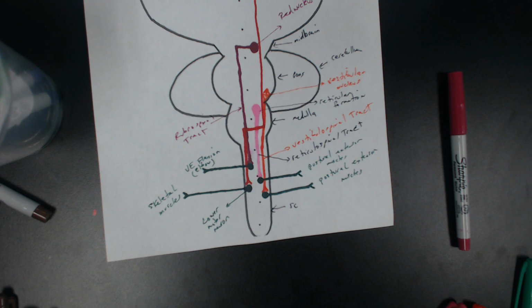Reticulospinal tract, information is coming from: are you awake and aware or not? If you're asleep, not so much. You get up, you're up. It's coming from here. If the reticulospinal tract is on, you want that as long as you're walking around, awake and aware.